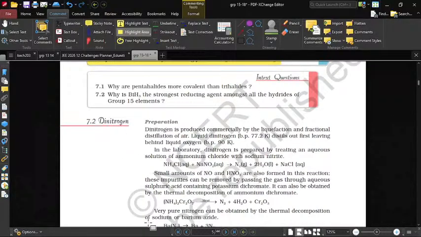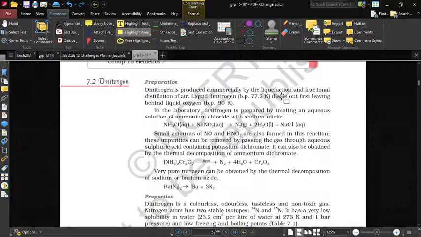Now, next in our compounds of d block and p block, group 15: Dinitrogen. Preparation. Dinitrogen is produced commercially by liquefaction and fractional distillation of air. Liquid dinitrogen, boiling point 77.2 Kelvin, distils out first, leaving behind liquid oxygen, boiling point 90 Kelvin.